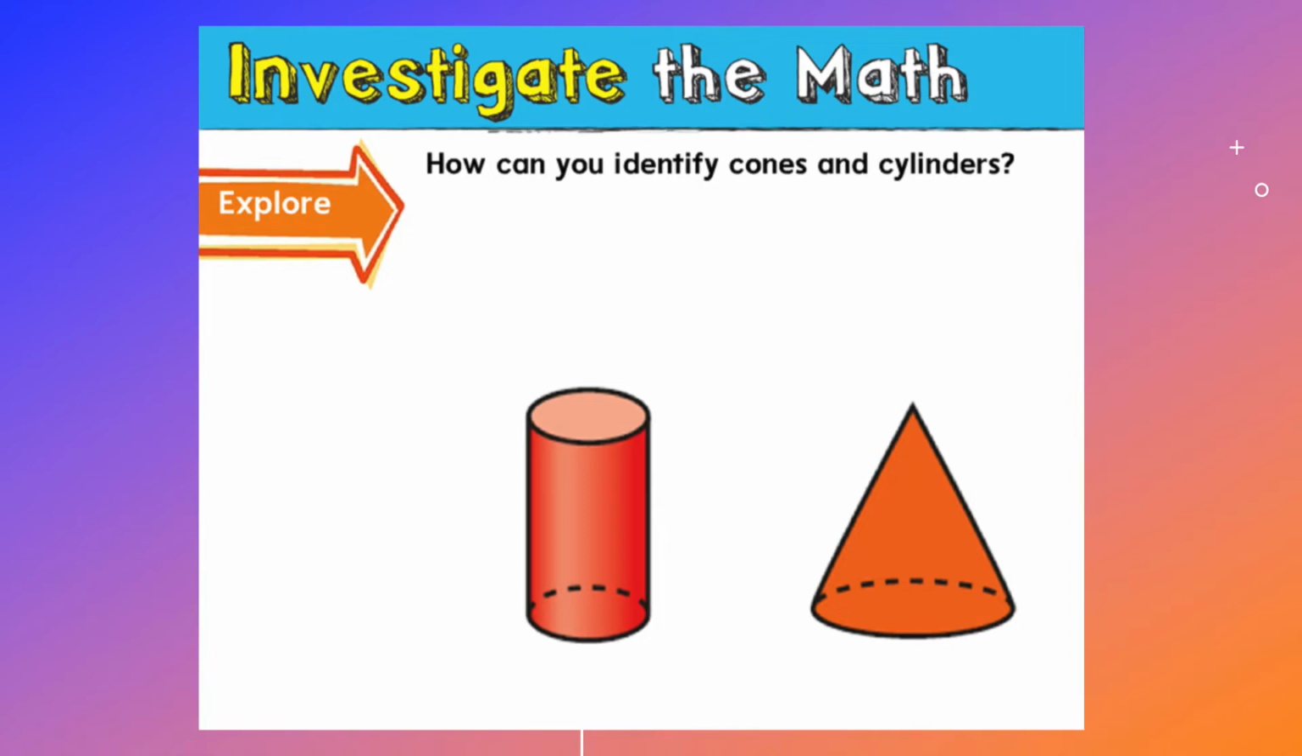Today, we will learn about cylinders and cones. How can you identify cones and cylinders? Look at the two pictures shown. The red one, this first one, is a cylinder. The second one right here, it's a cone. Notice how the cylinder has 1, 2 faces, but it has no vertices. The cone has 1 flat face in the shape of a circle and 1 vertex.